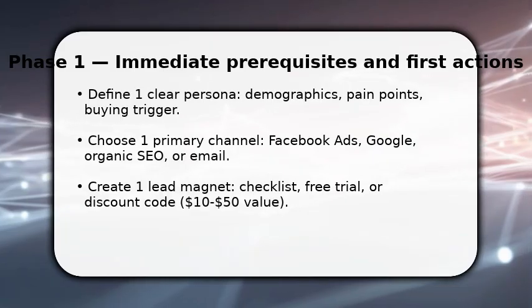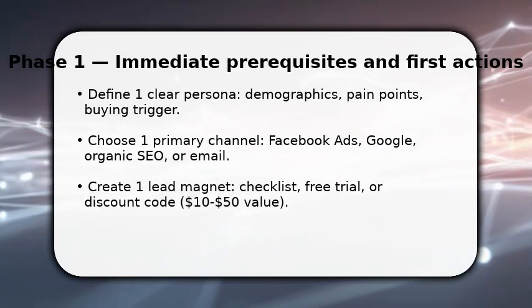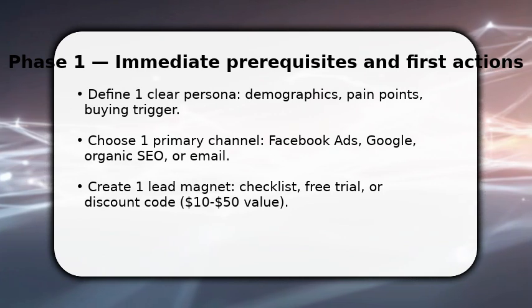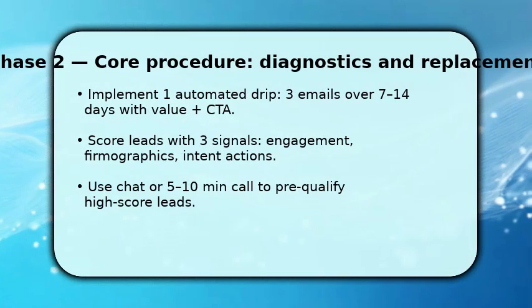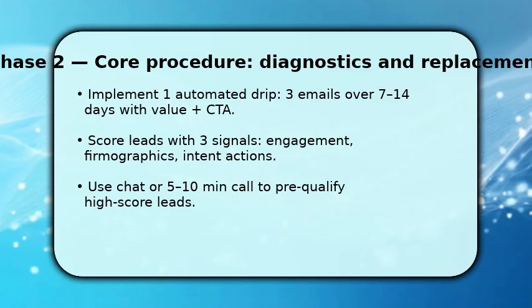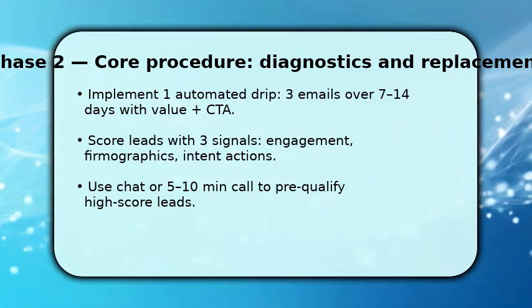Track cost per lead and initial conversion. These metrics tell you whether to scale or iterate. Once you capture leads, deploy an automated drip that delivers value and progressively asks for engagement. This builds trust and uncovers intent.